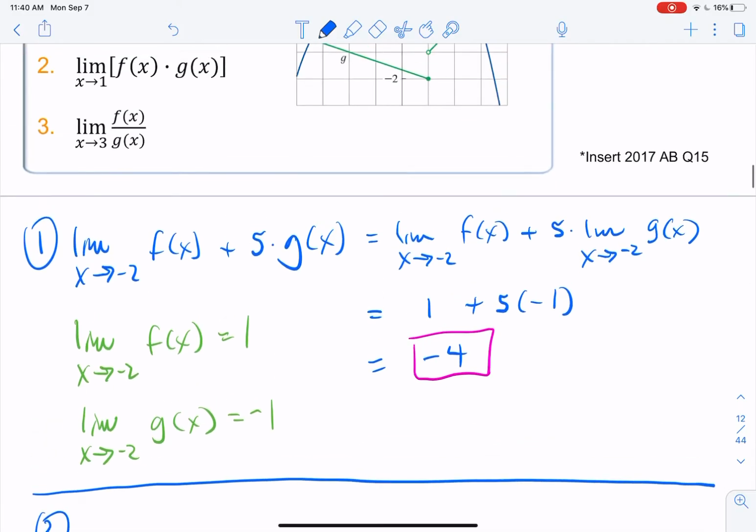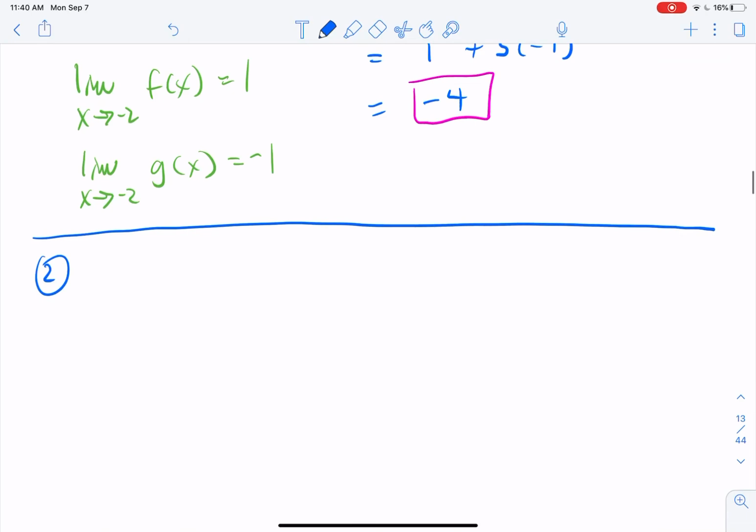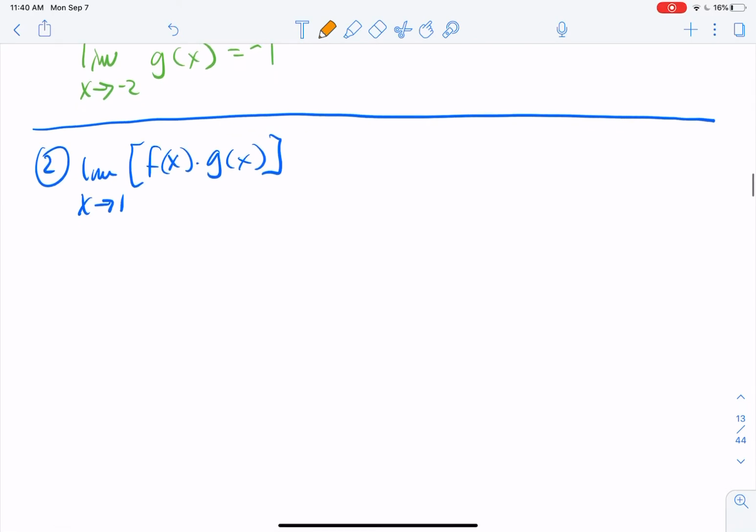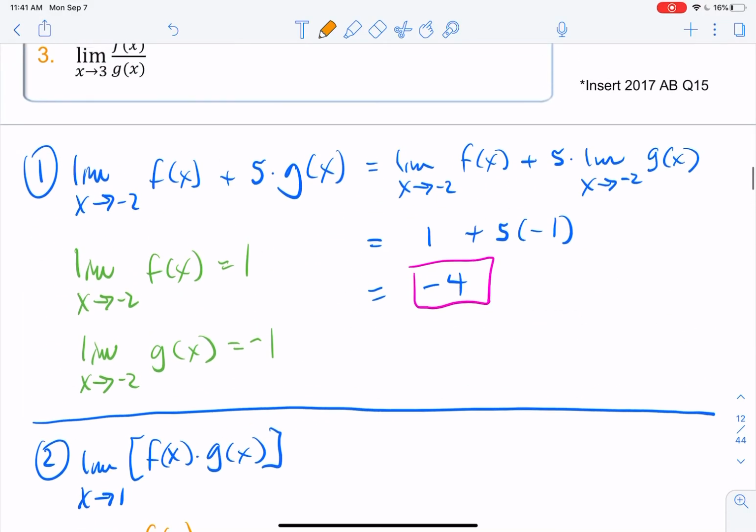Let's look at number 2. Number 2, it looks like we have a product this time. So the limit, this one I think is going to 1, of f of x times g of x. And again, I'm tempted to just break it up as the limit as x approaches 1 of f of x times the limit for g of x. But I want to verify that each of these individual limits exist first. And for some reason, I chose the orange crayon to do this. So the limit as x approaches 1 of f of x, we'll see what that one is. And also for g of x by looking at the graph.